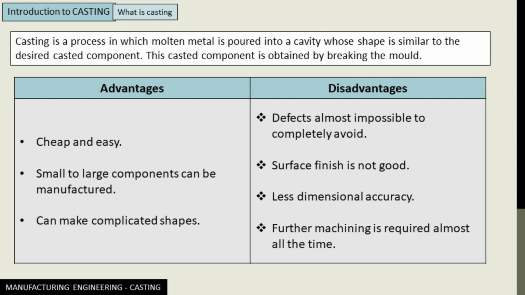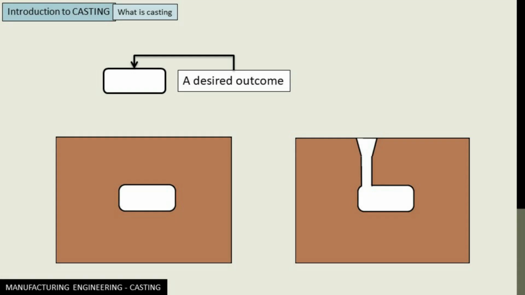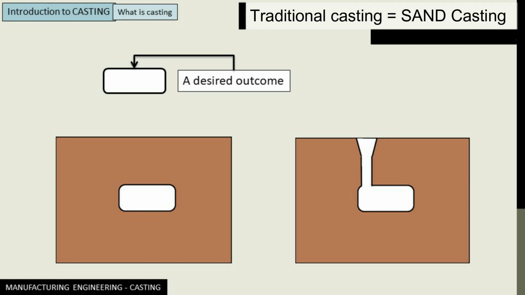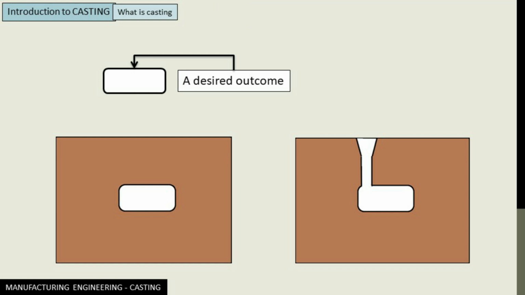Now what is this traditional casting process? When I'm using the word traditional, I mean sand casting. Sand casting is the most used casting process nowadays, but there are certain other processes as well, like die casting and shell molding, that we will discuss after we complete sand casting.